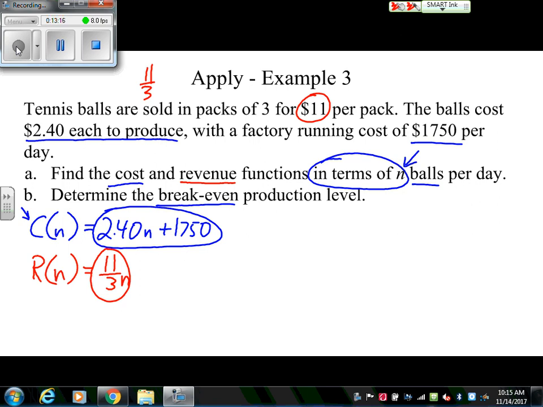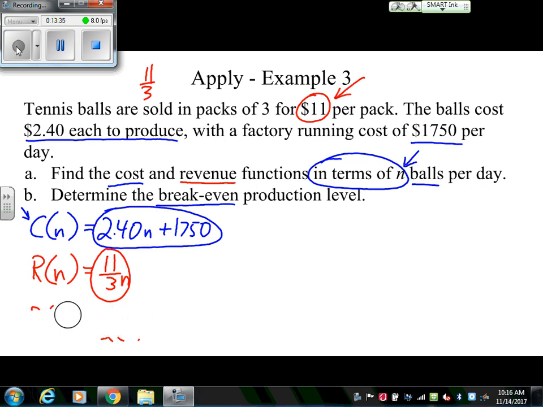And let me just show, for example, quickly here. If I had 3 balls being sold, that would be 11/3 times 3. And since we're dividing by a 3 and multiplying by a 3, that would cancel out. So if I sell 3 balls, I get $11, which checks out. That was the value that we had for a pack.